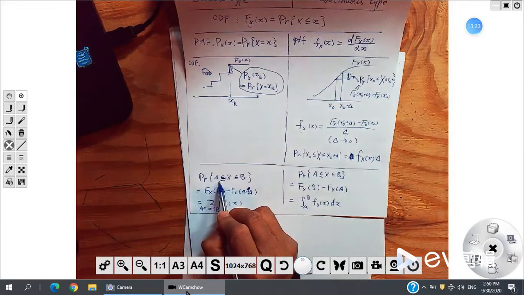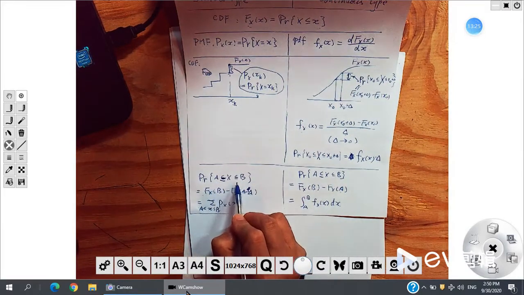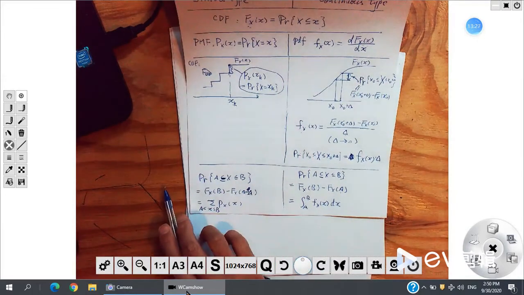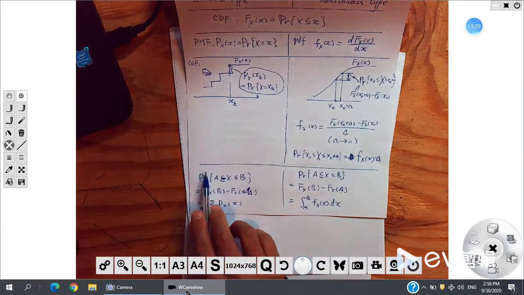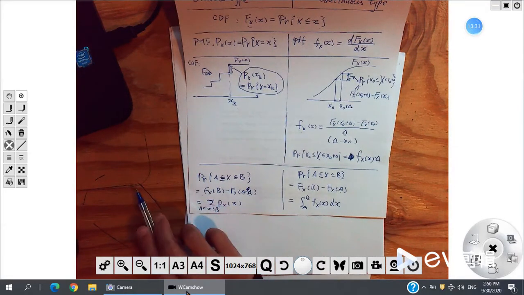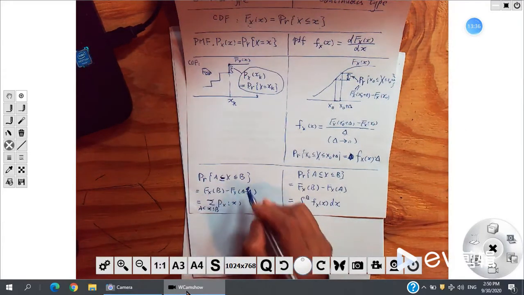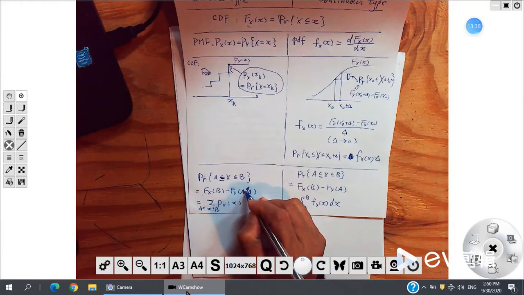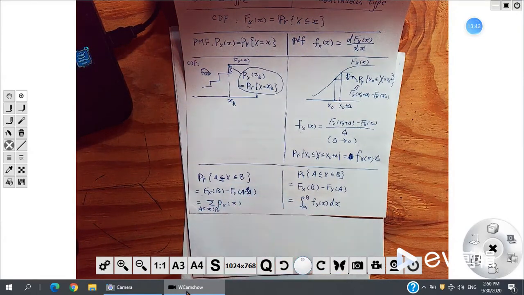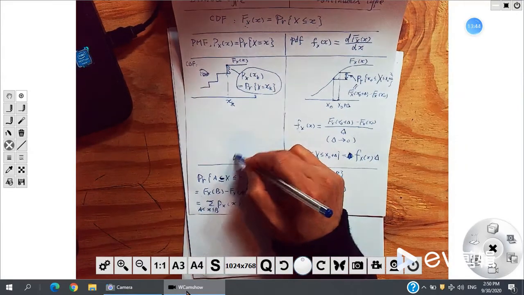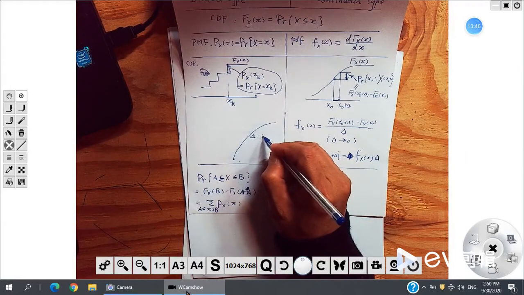A is here. You need to remove all the rest of the values, but not a. All the values smaller than a, you need to remove. But you cannot remove the value a. So here you need to remove a little bit smaller than a, so a minus delta. Delta is a small positive number.